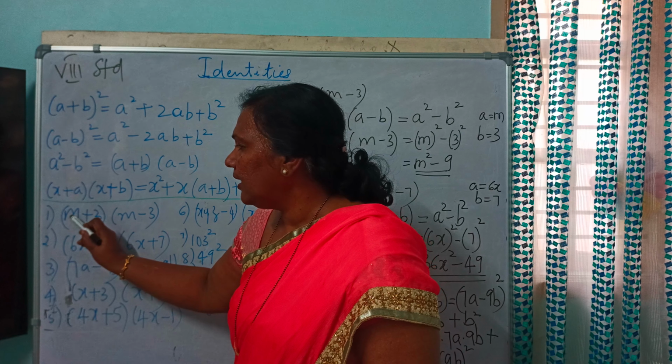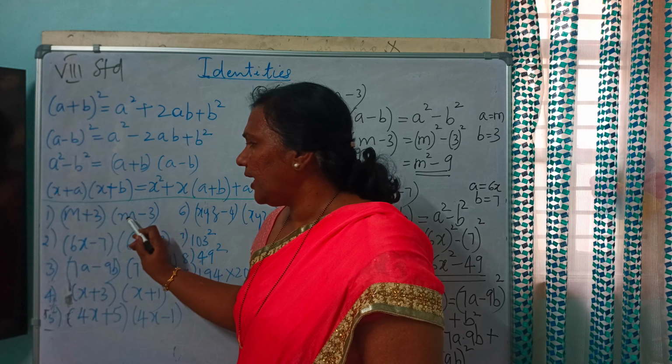See here, m means a, same; 3, b, also same. So which identity is there? The third one you can see, a plus b, a minus b, a same, b same. Correct? So m plus 3 into m minus 3, I have to use which identity? That is the third one. a plus b into a minus b is equal to a square minus b square.